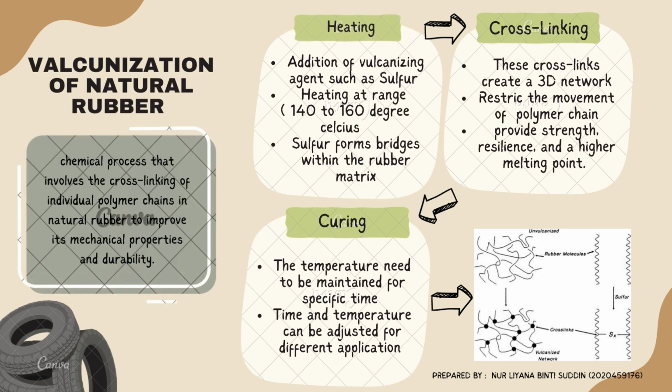Vulcanization begins by heating the raw natural rubber with a vulcanizing agent such as sulfur. As the mixture is heated, sulfur will form bridges between the polymer chains. This cross-linking creates a 3D network. This network restricts the movement of polymer chains, which provides strength, resilience, and a higher melting point. Then the rubber compound is cured at elevated temperature for a specific duration. During the curing process, cross-linking reactions continue, ensuring complete vulcanization.